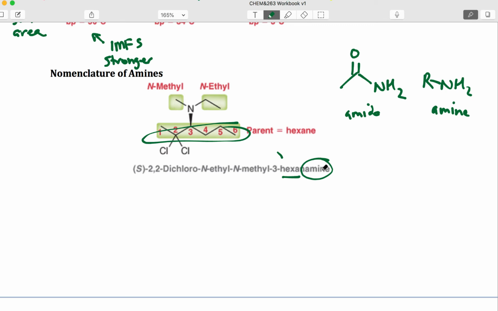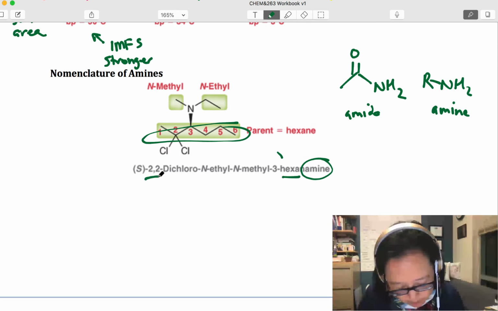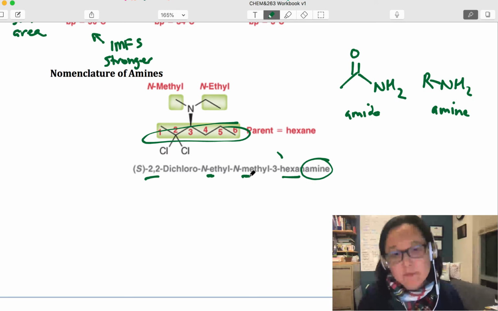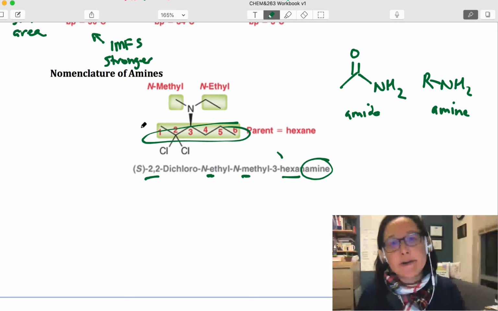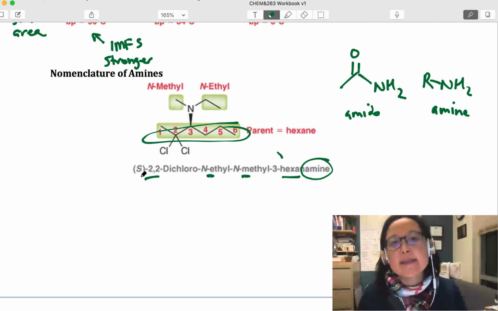So this molecule is called a hexanamine, so that's the parent. Here, chlorines have lower priority than amines. But it turns out we can number them lower at 2. So 2,2-dichloro, N-ethyl based on E, then M for methyl, alphabetical order. This one shows chirality. So this is a 1, 2, 3. That's counterclockwise. So this is S.